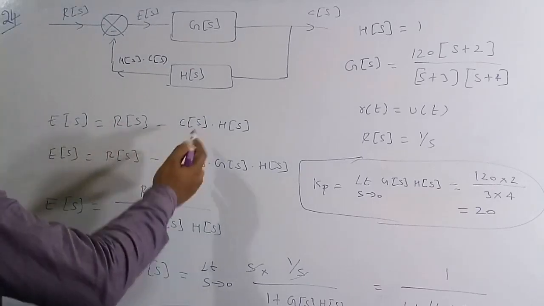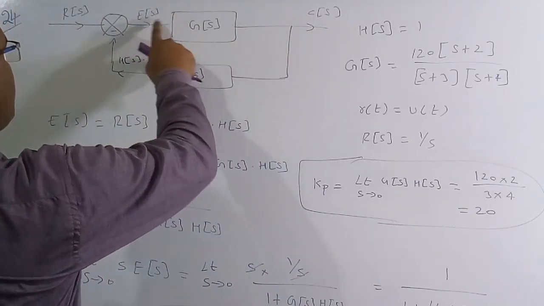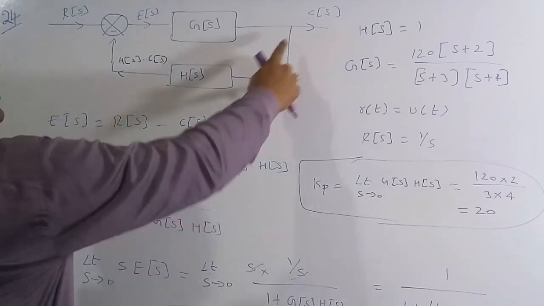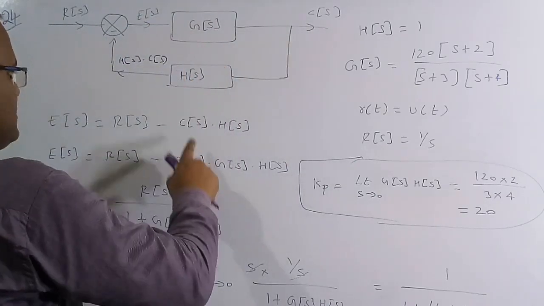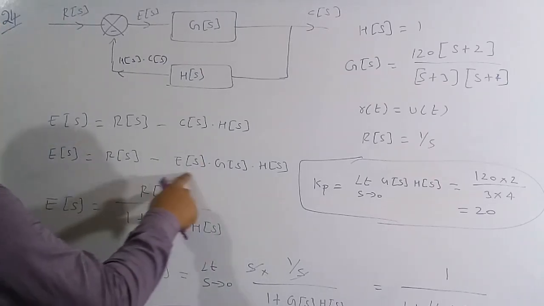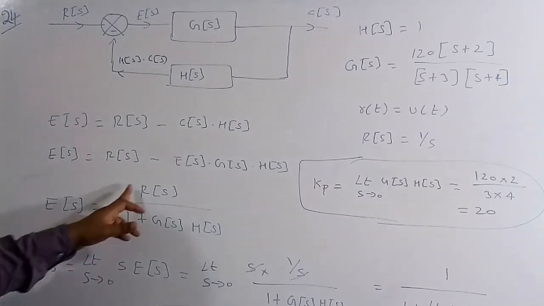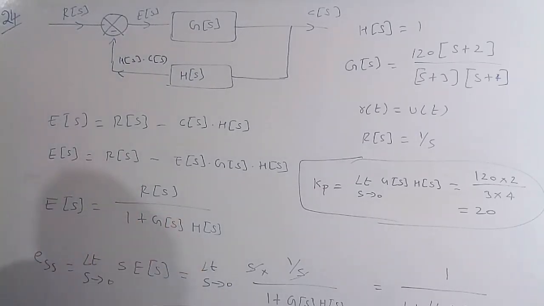E of s is equal to R of s minus C of s into H of s. But here C of s is equal to E of s into G of s. So in place of C of s, I have substituted E of s into G of s. So now I have rearranged this equation. So finally I have got E of s is equal to R of s by 1 plus G of s into H of s.